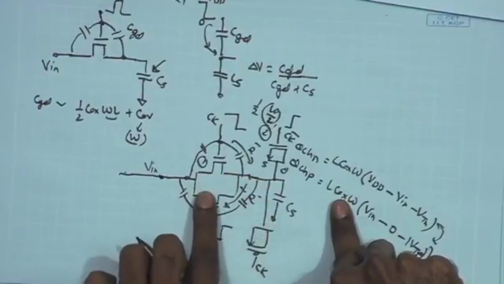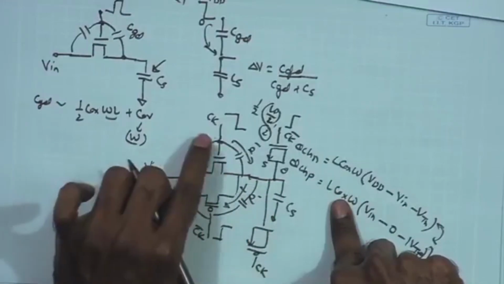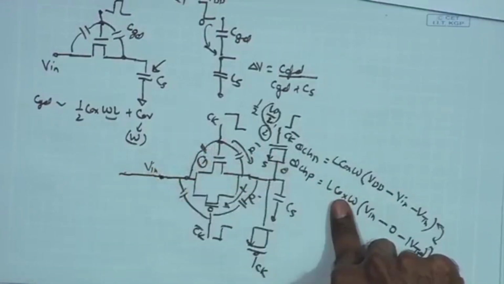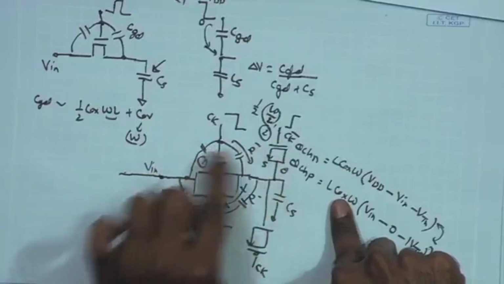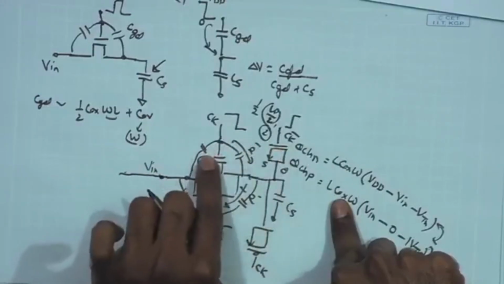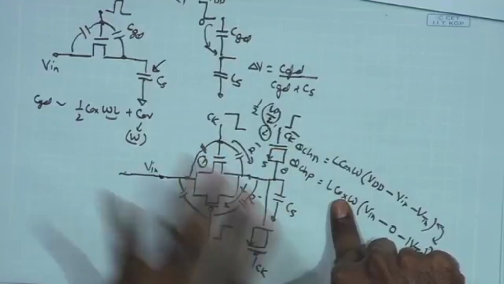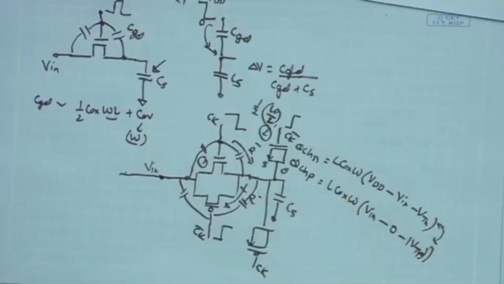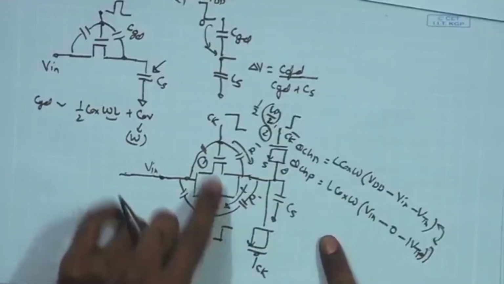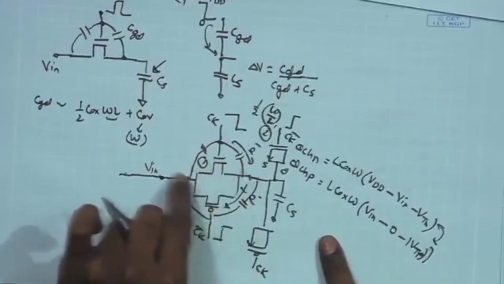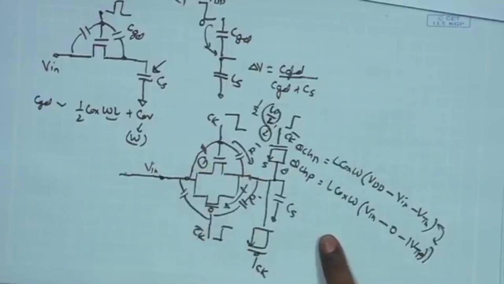So, when its channel is getting killed, it is forming the channel. Likewise, when its channel is getting killed, this one is forming the channel, and if their dimensions are matched, W by L of this being half of W by L of this one, likewise W by L of this being half the W by L of this one, it can help in mitigating the charge injection to some extent, provided we have almost half charge injected on both sides, which is not always true.